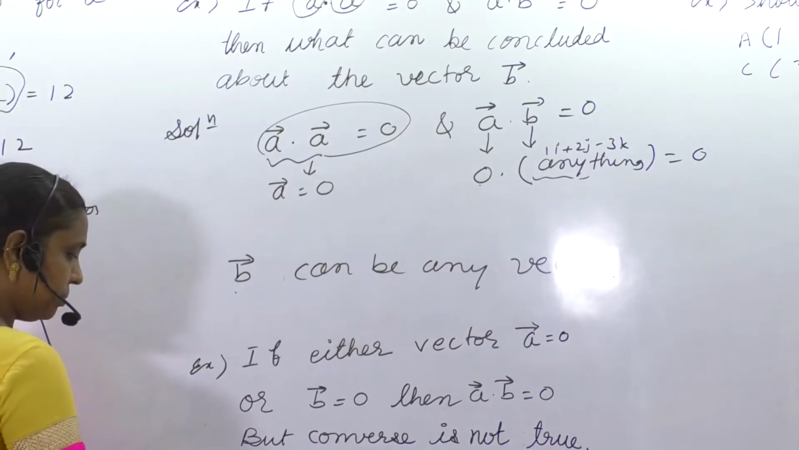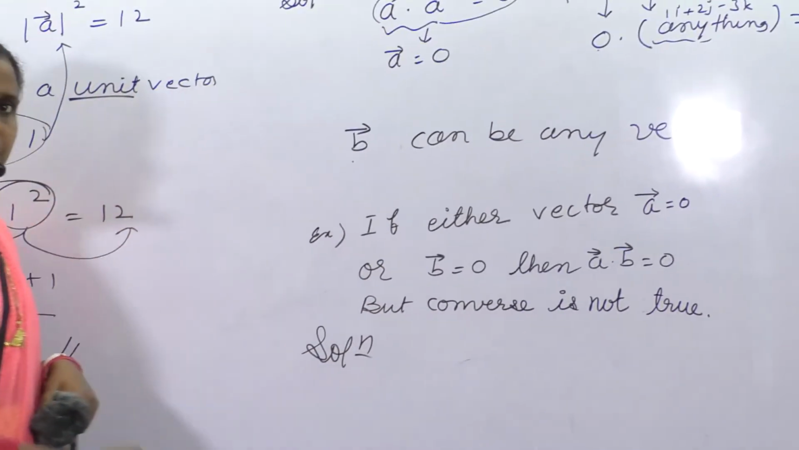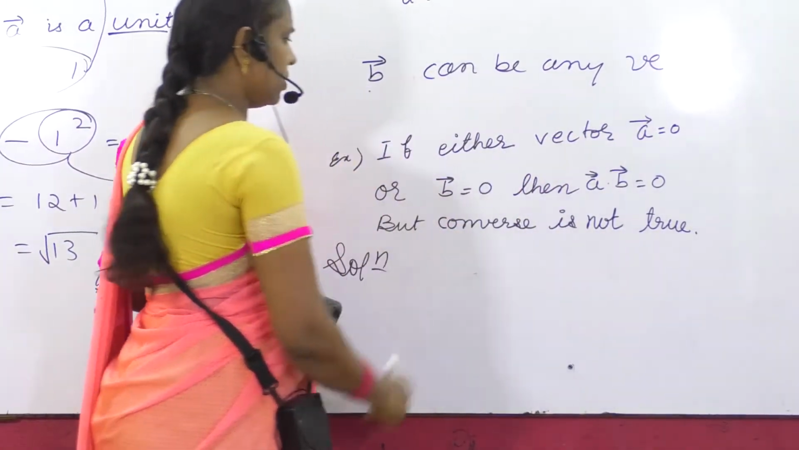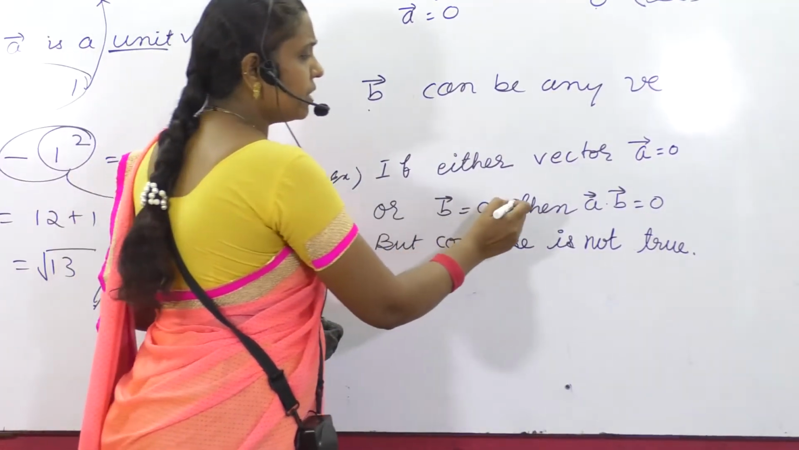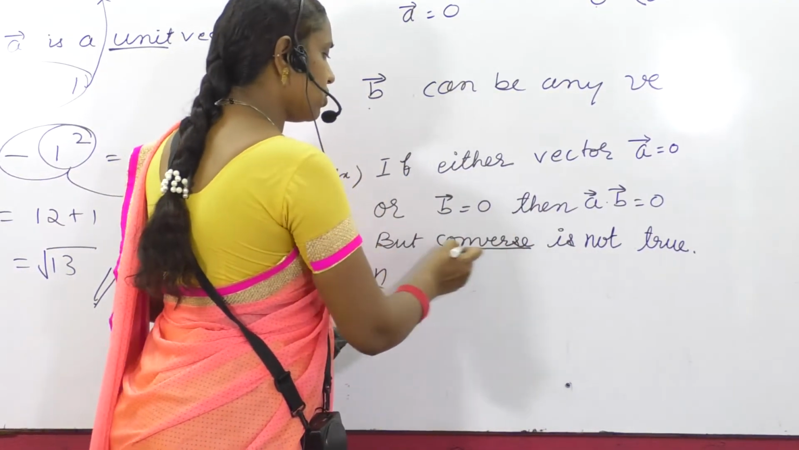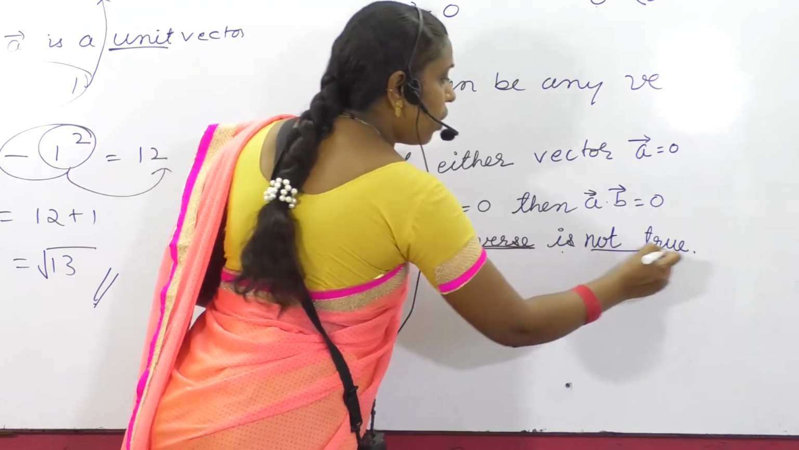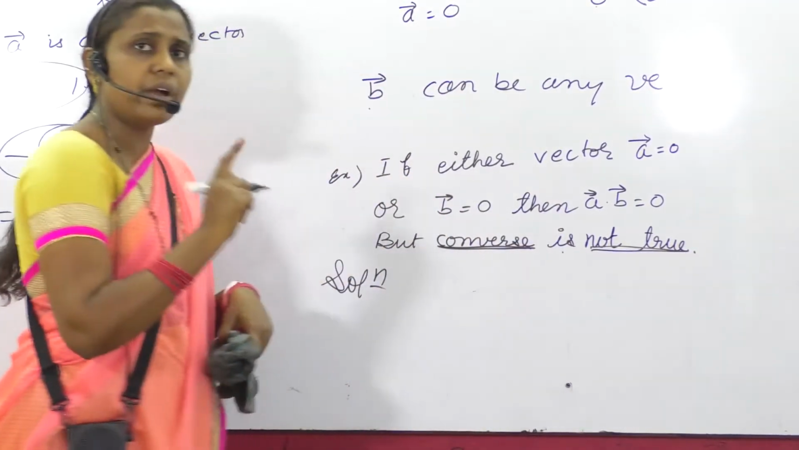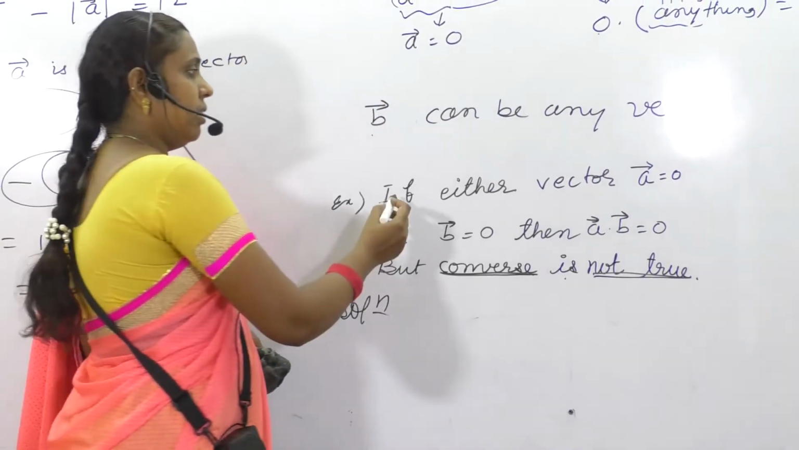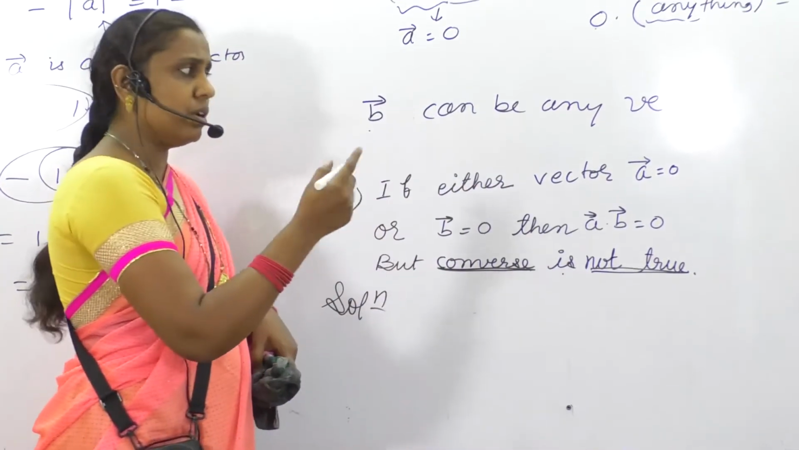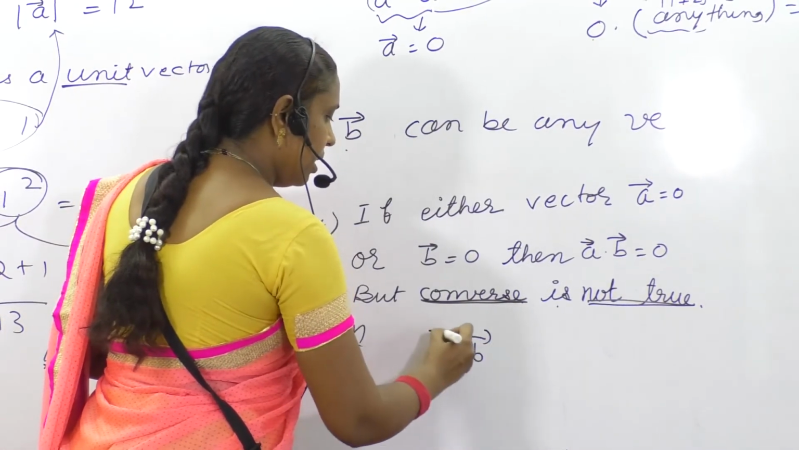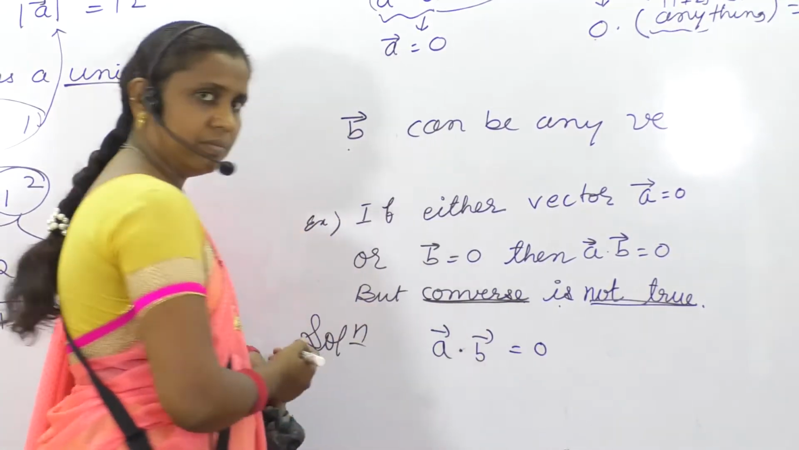Next question. Is this visible? If either vector A equal to 0 or B equal to 0, then A dot B equal to 0. But the converse is not true. This is what you have to prove. If either A equal to 0 or B equal to 0, see what are they saying, you know? A dot B equal to 0.